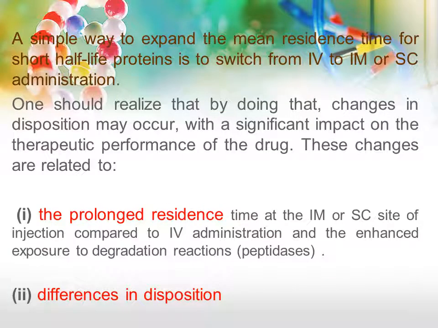There is a simple way to expand the mean residence time of short half-life proteins. This way includes switching from intravenous to intramuscular or subcutaneous administration. These changes are related to the prolonged residence, and the nature of pharmaceutical proteins is affected by tissue peptidases, which leads to degradation.